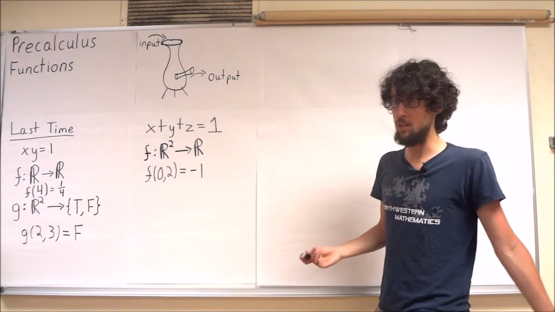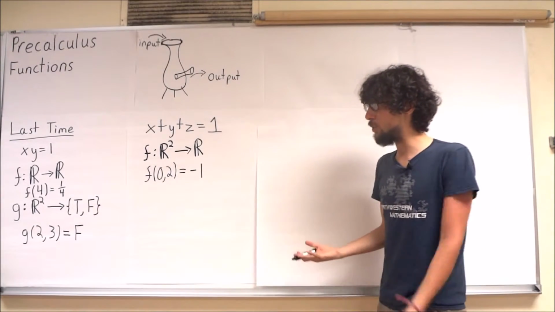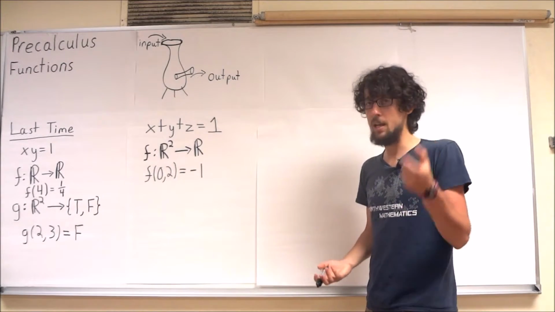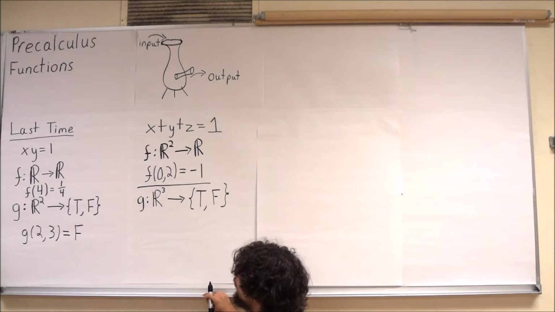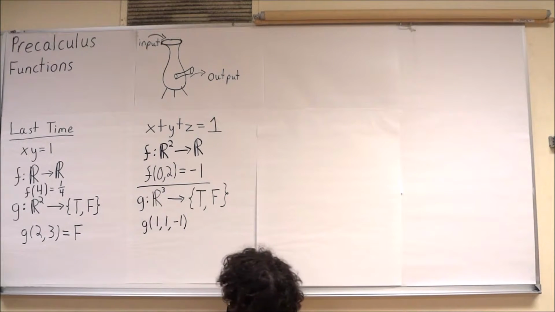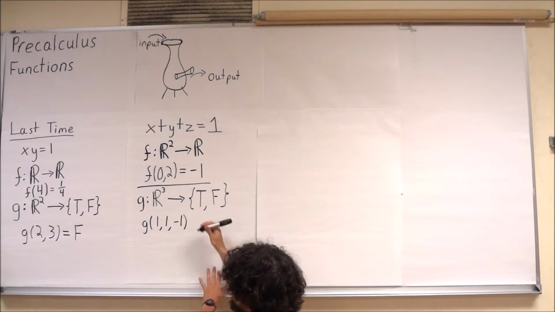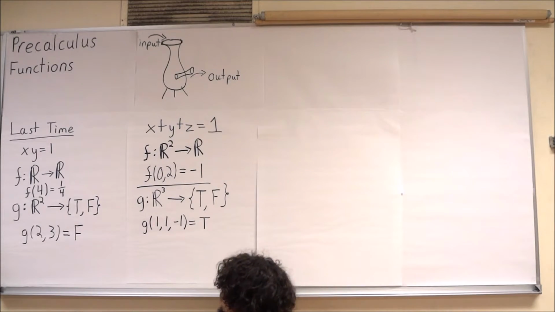Alternatively, we could frame this as some sort of Boolean function. If we want to get a true-false output, we would want to input an entire ordered triplet. For example, if I input, say, (1, 1, -1), I find that this equation does actually turn out to be valid. So I say that g of (1, 1, -1) is true.